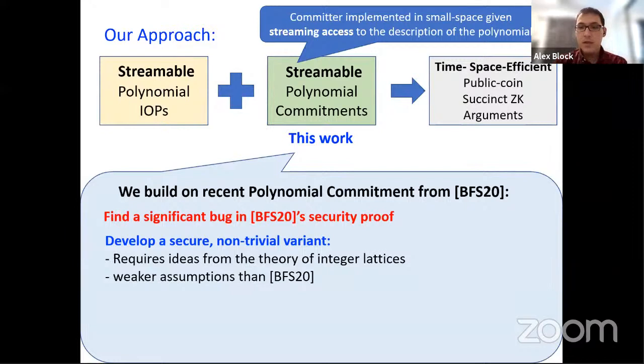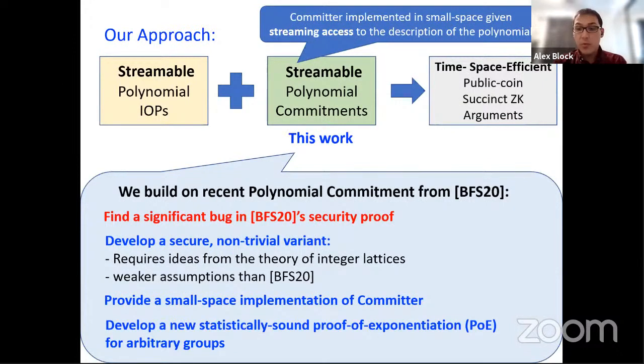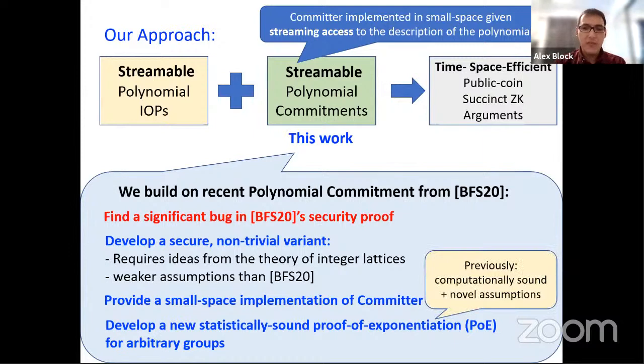We additionally show how to implement this committer of ours in small space, given streaming access to the description of the polynomial. And finally, we develop a new proof of exponentiation protocol that is essential to getting our polylogarithmic verifier for our argument scheme. Now, I want to emphasize that our proof of exponentiation protocol is statistically sound and works for arbitrary groups, whereas previous work achieved only computational soundness under novel cryptographic assumptions.